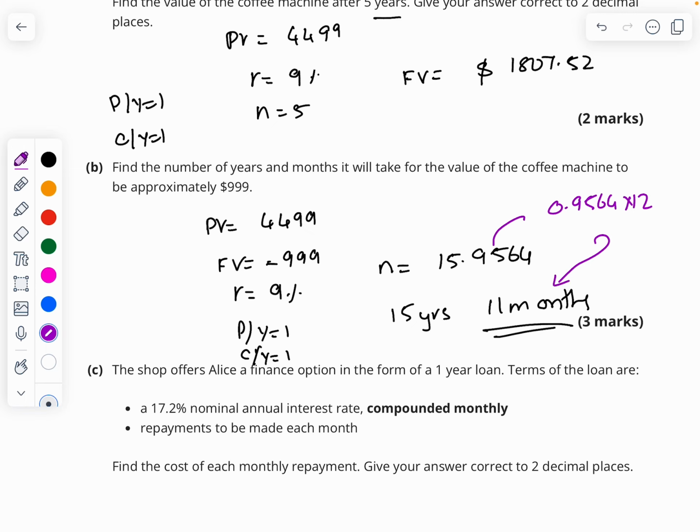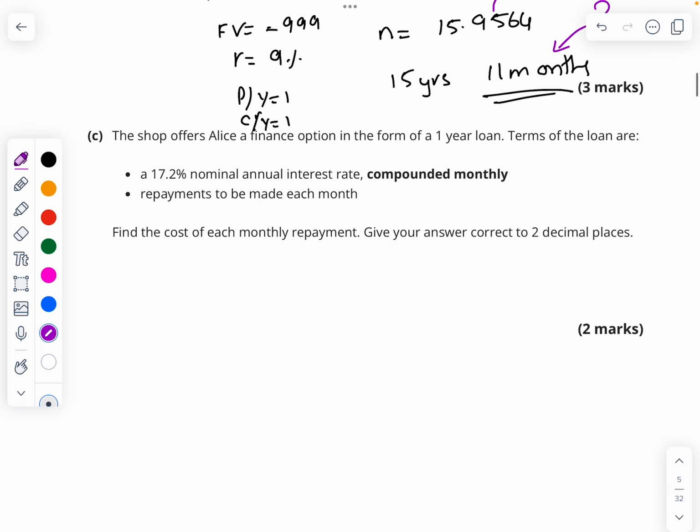The shop offers Alice a finance option in the form of a 1-year loan. The terms of the loan are given over here. Then 17.2% nominal interest rate compounded monthly, repayments to be made each month. Then find the cost of each monthly repayment, giving your answer in this much.